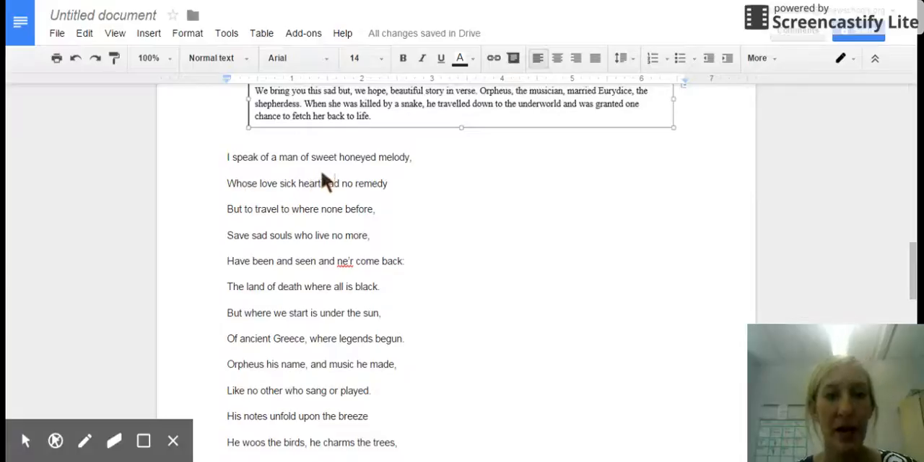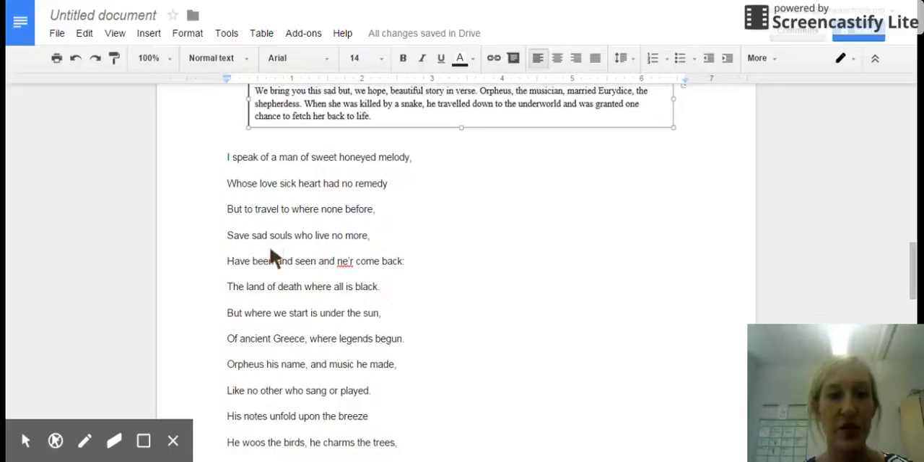I speak of a man of sweet honeyed melody, whose lovesick heart had no remedy, but to travel to where none before, save sad souls who live no more, have been and seen and never come back, the land of death, where all is black.